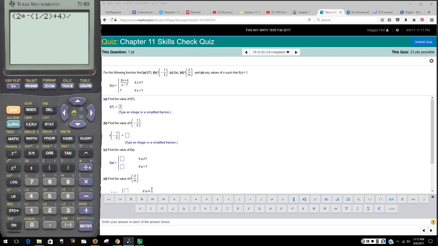divided by, in the denominator, x is -1/2, so we need to enclose the denominator in parentheses. We'll start with opening the parentheses, then negative, x value is 1/2 in parentheses, minus 7. Close your parentheses and get it to give you the answer as a fraction, because that's what it says it wants, integer or simplified fraction. And it says it's -2/5.